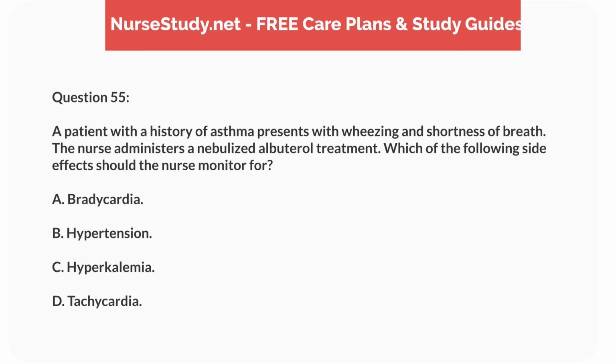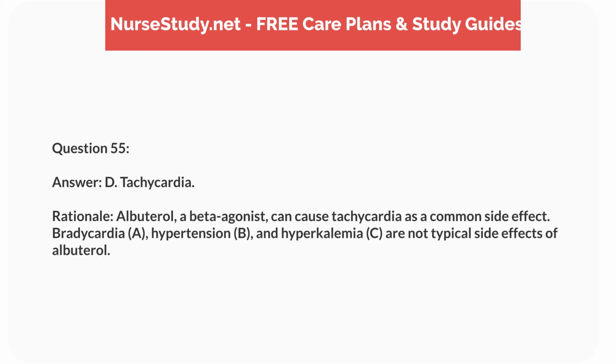Question 55. A patient with a history of asthma presents with wheezing and shortness of breath. The nurse administers a nebulized albuterol treatment. Which of the following side effects should the nurse monitor for? A. Bradycardia. B. Hypertension. C. Hyperkalemia. D. Tachycardia. Answer: D.